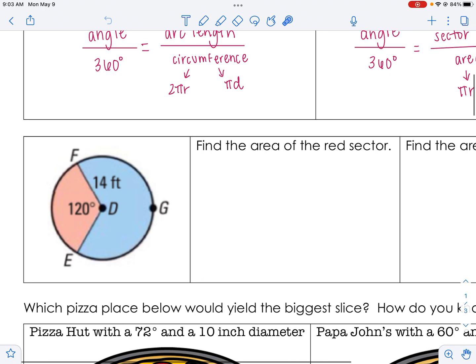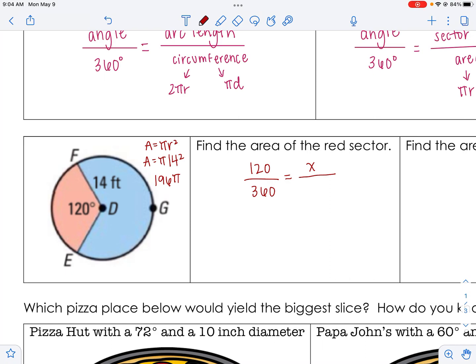If it says find the area of the red sector, so I'm finding the area of the red sector. Well, the angle that goes with that red sector is 120 over 360 equals, I don't know the area of the sector, so that's going to be x over whatever the full area of the circle is. To find the full area of the circle, that would just be pi r squared. And the radius is 14, so pi times 14 squared. And then 14 squared would be 196 pi. We're going to leave most of these in terms of pi. I just feel like it's a little bit simpler that way.